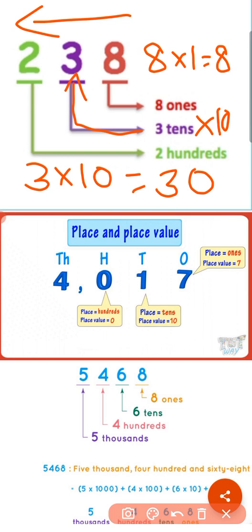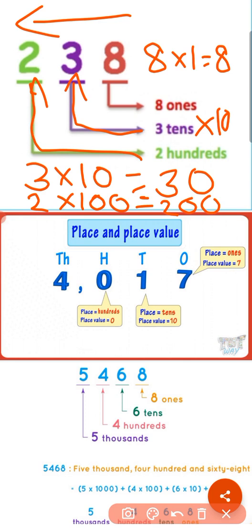Then check the next digit. 2 is in hundreds place. So the value is 2 into 100 is equal to 200. When we are multiplying by 100, first write the given digit and put 2 zeros. That is the easy way.